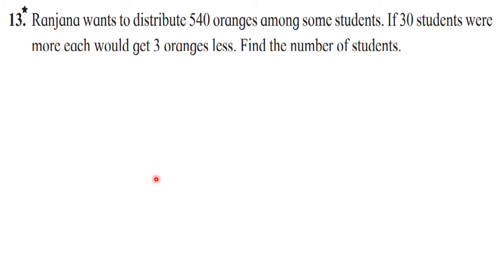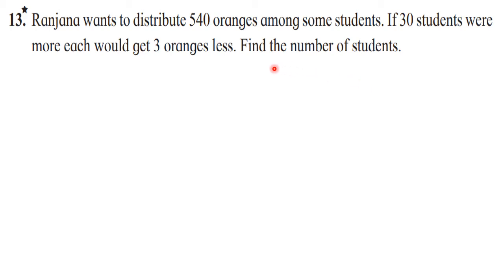Question number 13. Ranjana wants to distribute 540 oranges among some students. If 30 students were more, each would get 3 oranges less. Find the number of students. Okay. Here only one thing we have to find out.